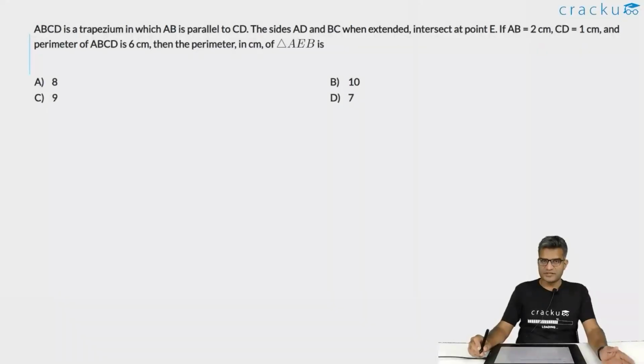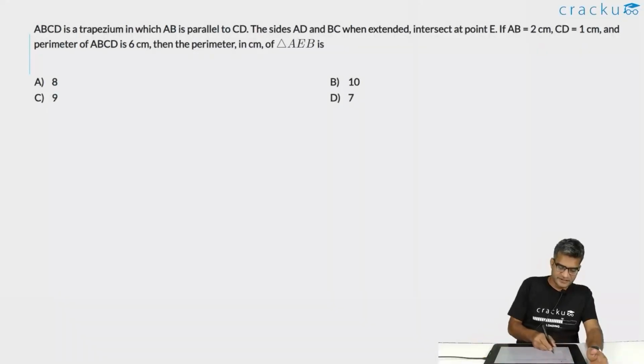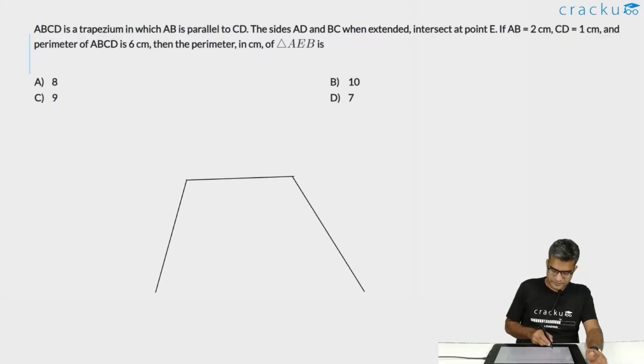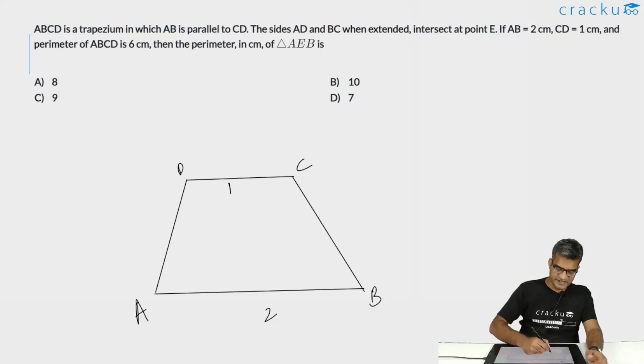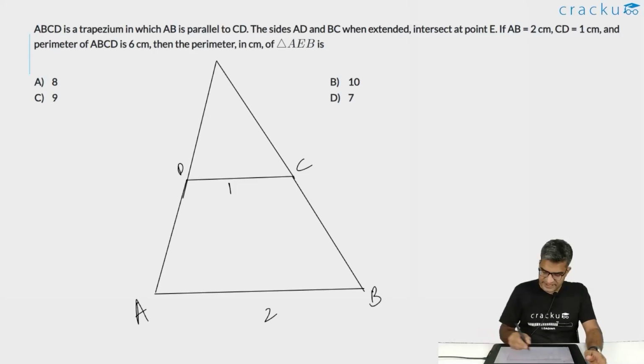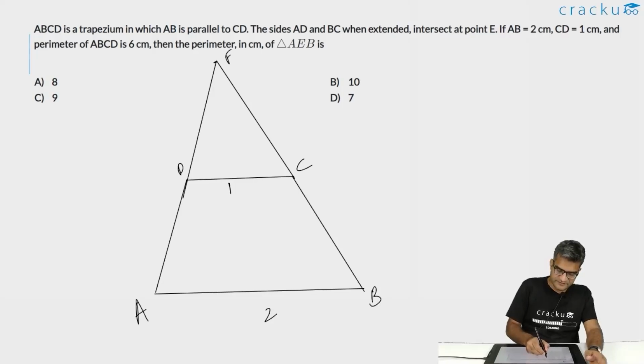In this question, we are told that ABCD is a trapezium. Let us assume that this is the trapezium. AB, the length is given, the length of AB is 2 units, the length of CD is given, this is 1 unit. If you extend AD and BC, they meet at a particular point. Let us assume that that point is E. So this point over here is E.